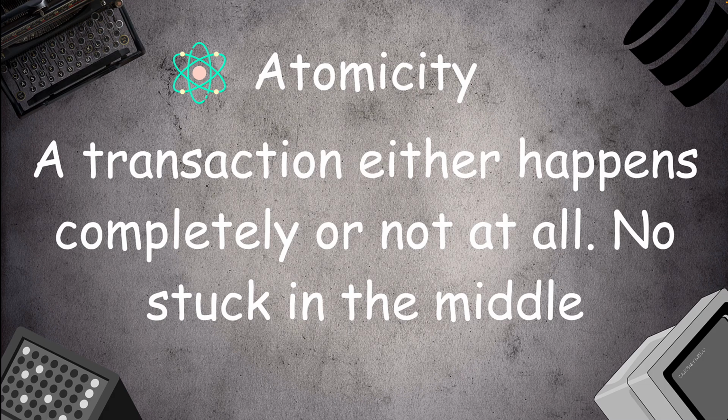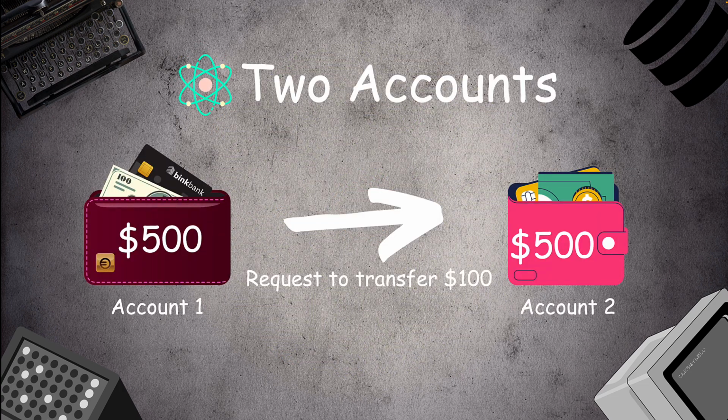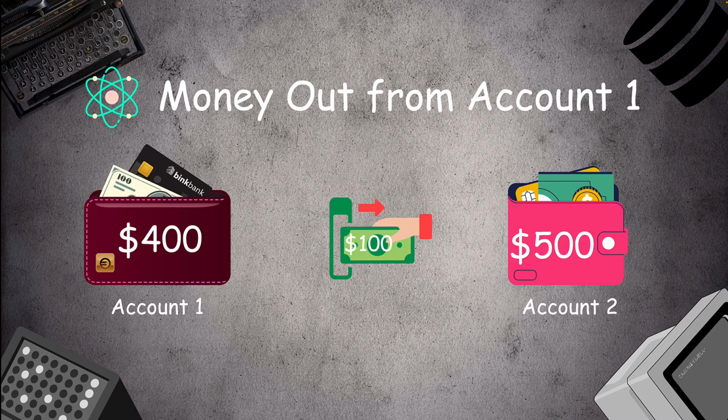It cannot get halfway through and stop, like an atom. It cannot be broken down mid-process. So let's look at an example. Imagine you have two bank accounts, account 1 and account 2, each with a balance of $500. You request to transfer $100 from one account to the second account. This transaction involves two steps. First, we need to withdraw $100 from account number 1. Second, we need to deposit $100 into account number 2.